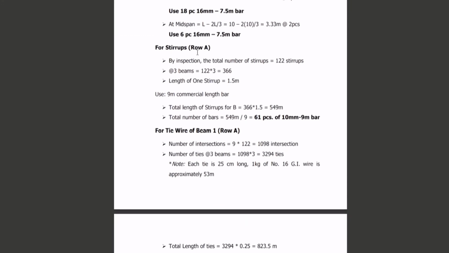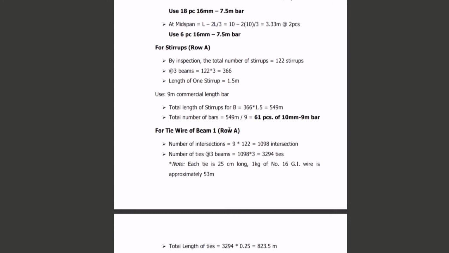So, sa stirrups ng row A natin, by inspection, meron tayong 122 stirrups. So, tatlong beams ito. Kaya 122 times 3, which is 366. So, length ng kada stirrup natin is 1.5 meter. So, total length ng stirrups natin dito ay multiply lang natin by 1.5. So, 549 meters.